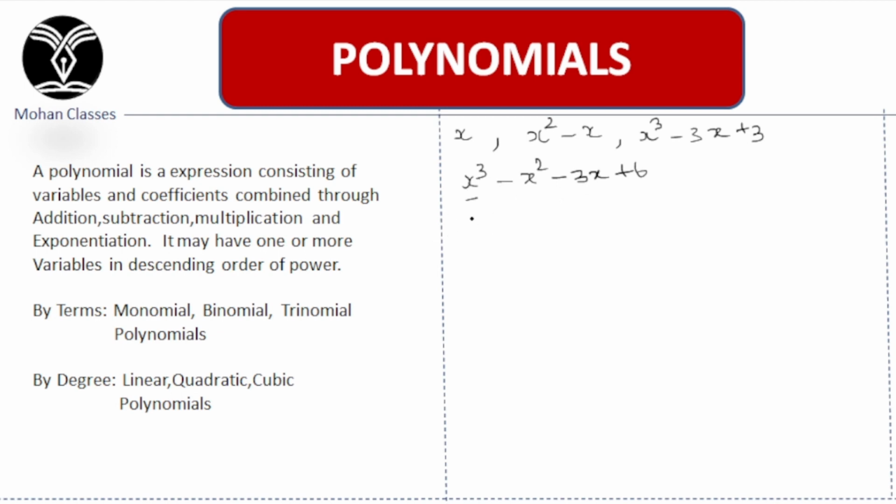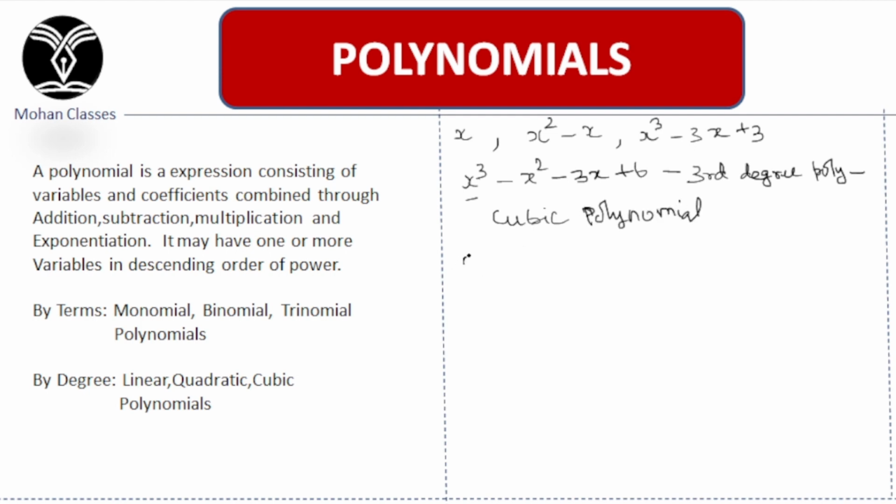Now, how will we call the polynomial by the power? Here the maximum power of the variable is 3, right? x cubed minus x squared minus 3x plus 6. So this is called a third degree polynomial. It can be called a cubic polynomial also. The power is 3, so we call it a cubic polynomial.